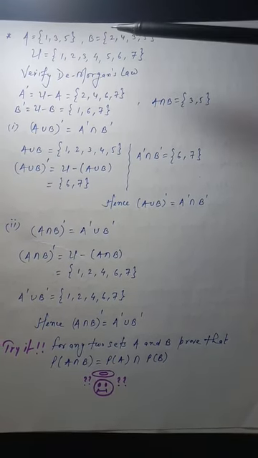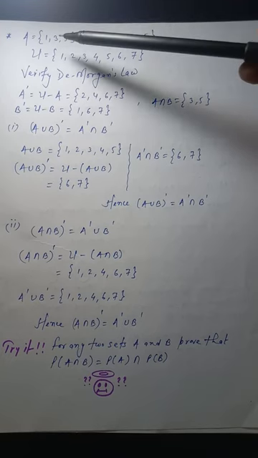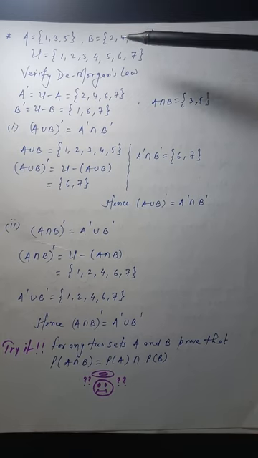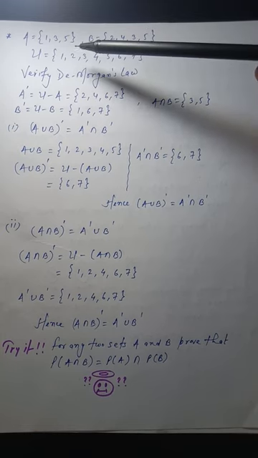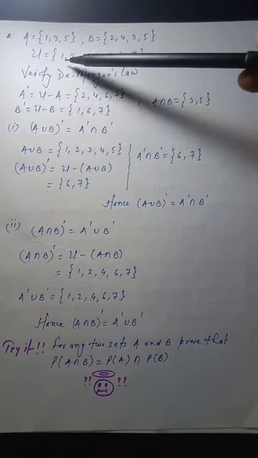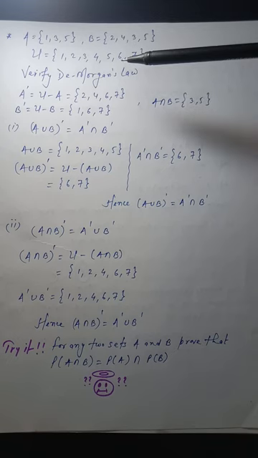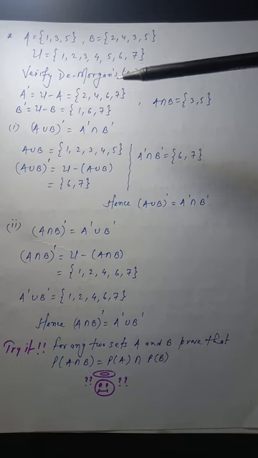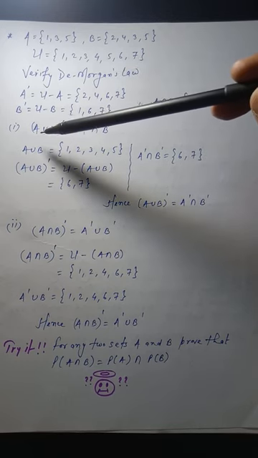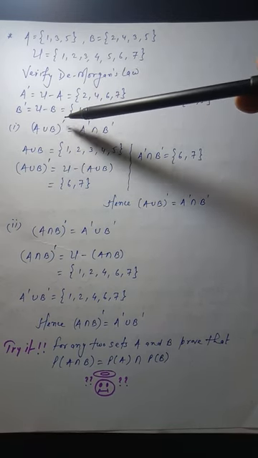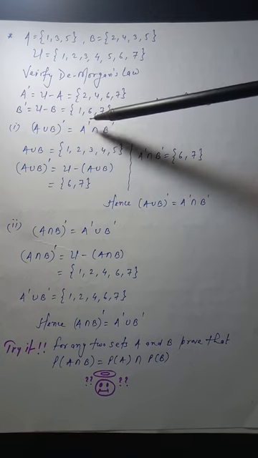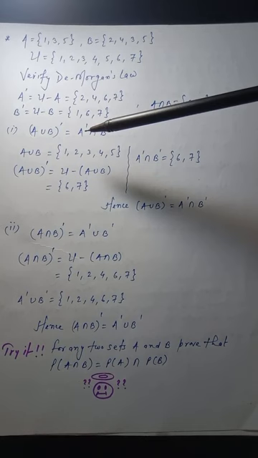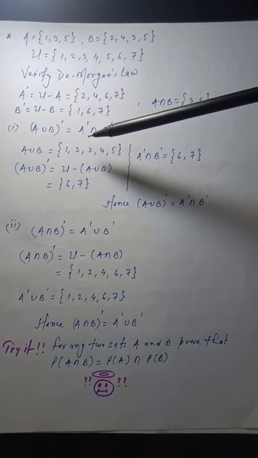Now let's take a question where A is {1, 2, 3, 5} and the set B is {2, 4, 3, 5}, and a universal set is given which is {1, 2, 3, 4, 5, 6, 7}, and we have to verify De Morgan's law. And this De Morgan's law says that (A union B) whole dash is equal to A dash intersection B dash. Actually, this law is true for all sets.